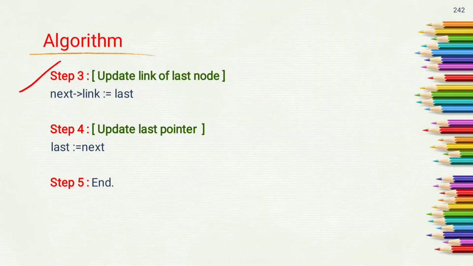Finally we will update the link part of the last node by writing next arrow link equals to last, and finally we update the last pointer by the value of the next pointer by writing last equals to next, and step 5 is end.